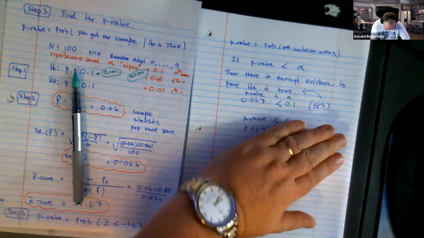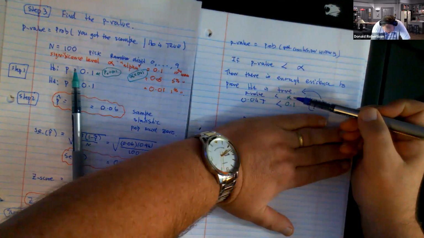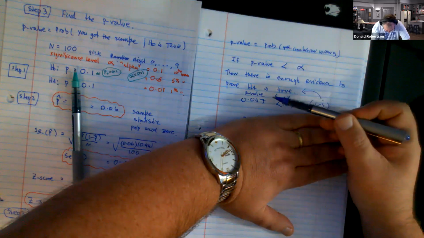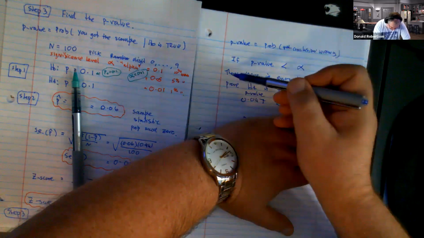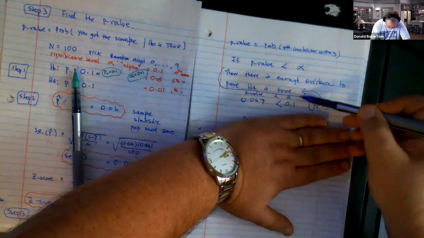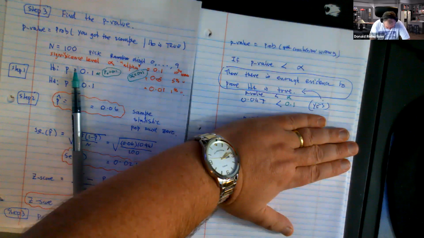So if your p-value is less than your tolerance, how much you're willing to be wrong, if the p-value is less than alpha, you will get a yes. And a yes means you have found evidence to prove that people pick zeros less than anything else.